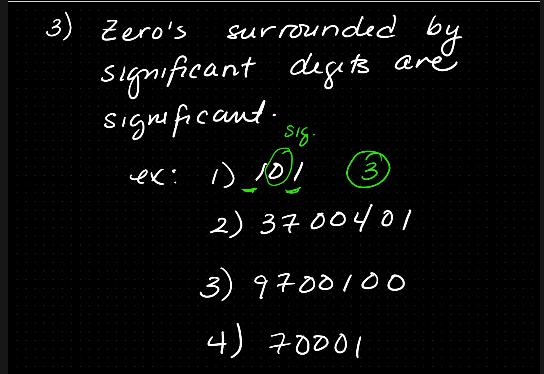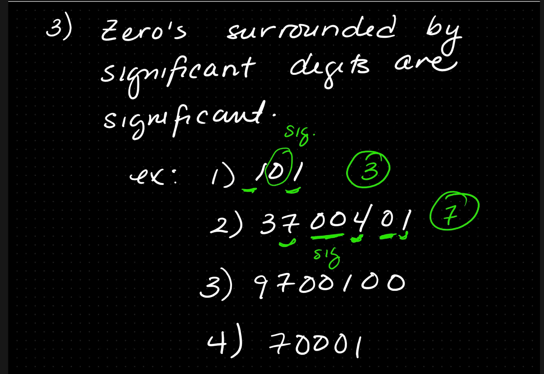Number 2, there are 2 sets of zeros. We have a 0 here and we have a 0 here. The first set of 0 is surrounded by a 7 and a 4, which are both non-zero digits, therefore significant. So these zeros are significant. This last zero is also significant because it's surrounded by a 4 and a 1, which are non-zero digits, therefore significant. So every single digit in here is significant. So this one should have 7.